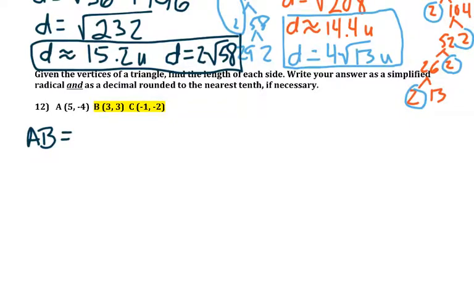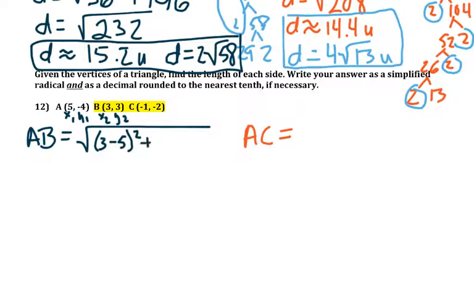So then we'll do AC, and then we'll do BC. So let's go ahead and do AB first. So AB, so we're looking here, we have x sub 1, y sub 1, x sub 2, y sub 2. So we've got the square root of 3 minus 5 squared plus 3 minus -4 squared.